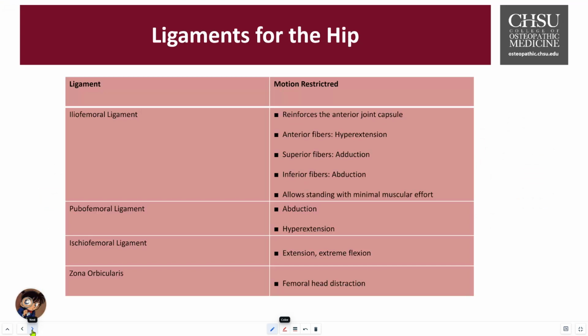Here is a quick little cheat sheet for you as you're reviewing. I listed out the ligaments that you need to know and the key function as far as what motions it restricts. So what does it prevent from overdoing?